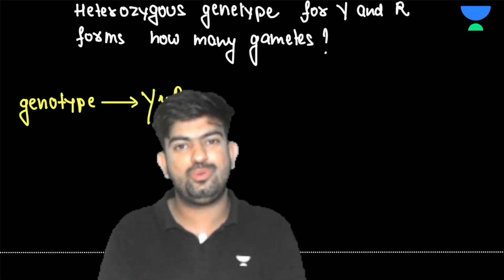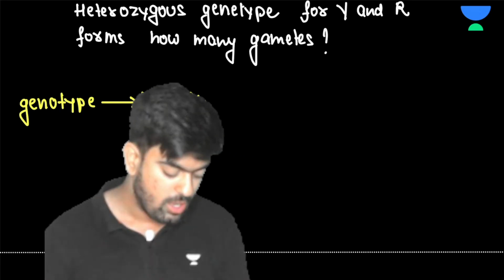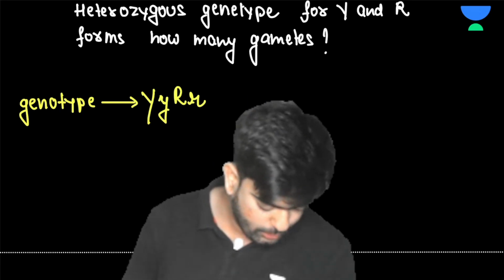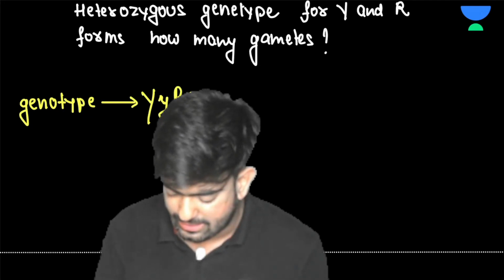How many gametes? Do the fork line method. That's very good. What do we need to do? We need to do the fork line method. Clear? Okay, great.